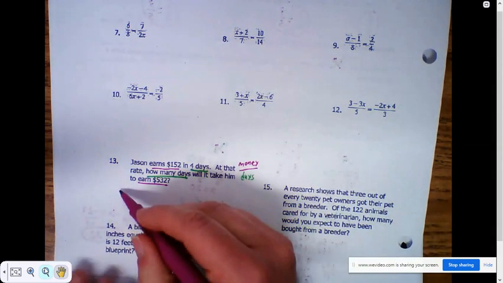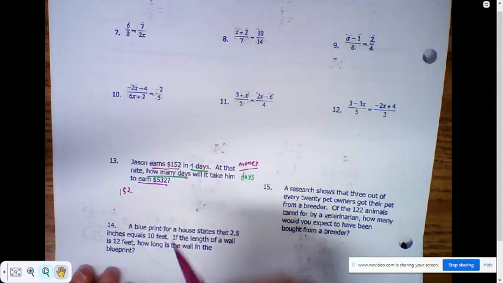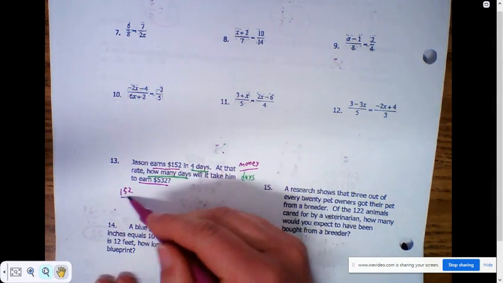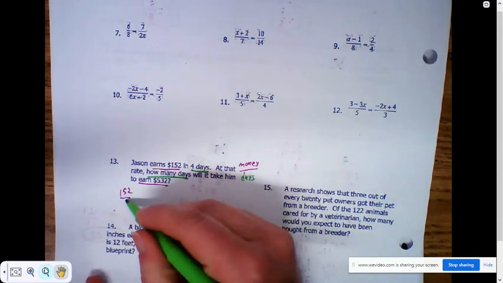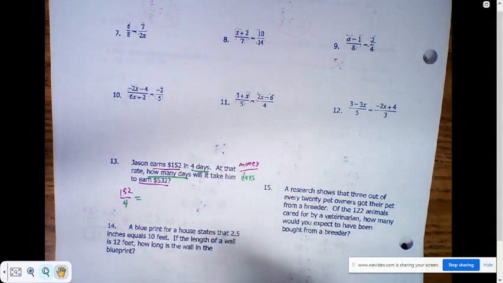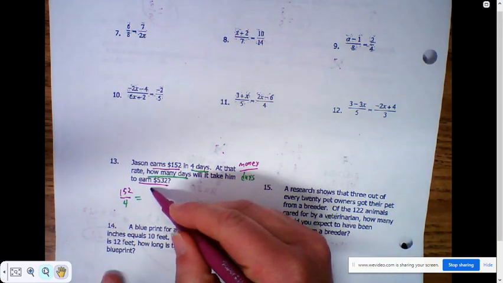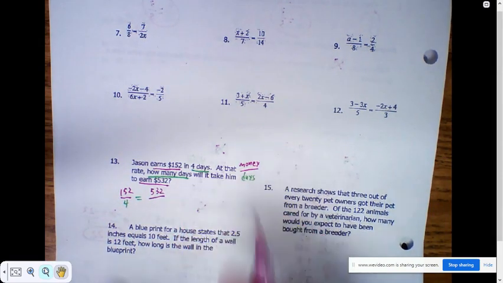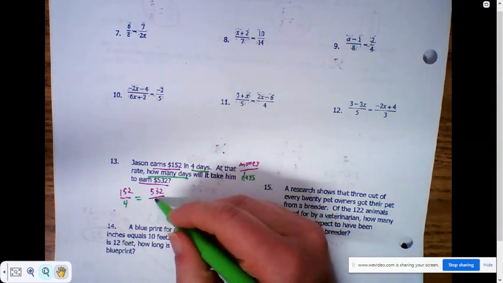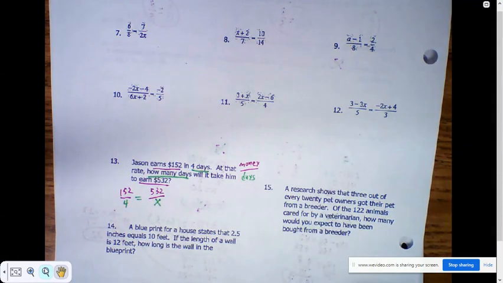So my money is 152, and it's going to be divided by 4 because they're in the same sentence, equals my money is 532. And I don't know how many days, so I'm going to put x there. And I'm just going to solve it like I did before. So I'm going to cross multiply.